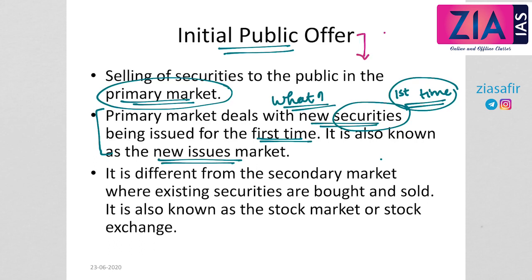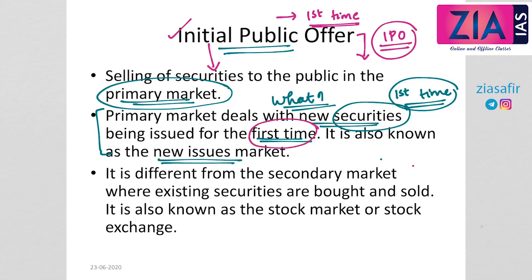Now, let's come to the definition of an IPO or initial public offer. We have seen that initial public offer means selling of securities to the public in the primary market, which means that in an initial public offer a company is selling or issuing its shares for the very first time. So, when a company issues its shares for the very first time, it is called an initial public offer, and the initial public offer is made on the primary market. The primary market deals with the sale or issue of securities for the very first time. That is why it is also called a new issues market.